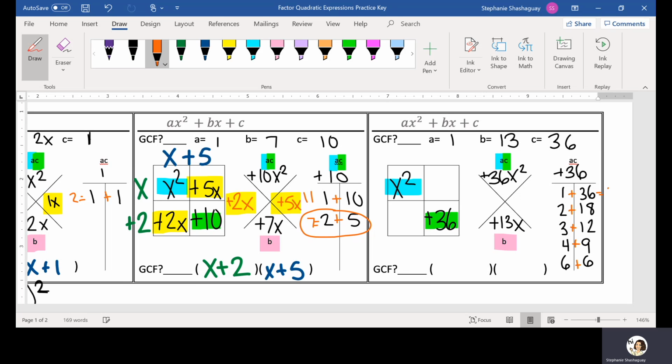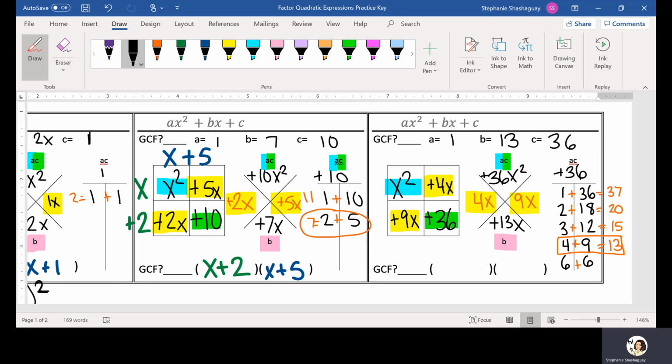So 36 plus 1 is 37. 18 plus 2 is 20. 12 plus 3 is 15. 9 plus 4 is 13. So I'm going to use the factors of 4x and 9x, and I'm going to use those terms to fill in my boxes. I have my area model. So plus 4x plus 9x.